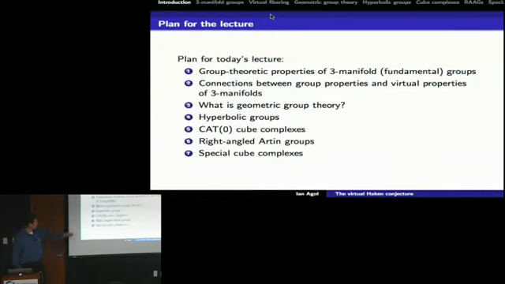Okay. And then I'll start talking about geometric group theory, in particular about hyperbolic groups and CAT(0) cube complexes, which were notions introduced by Gromov, and then about right-angled Artin groups and special cube complexes, which are related to these cube complexes. And then by the end, I should be able to explain, or at least state, Wise's conjecture. And then the goal of the third talk will be to explain some aspects of the ingredients of the proof of Wise's conjecture. Does cube mean n-cube or 3-cube? An n-cube, yeah.